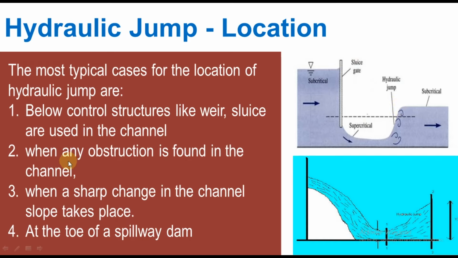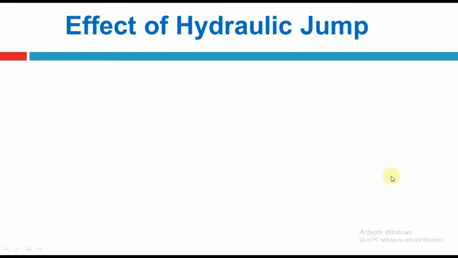When any obstruction is found in the channel, exactly what we discussed in the first slide, or when a sharp change in the channel slope takes place, say if this is my channel and it suddenly becomes horizontal, this sudden change in slope also creates a hydraulic jump at exactly that point of intersection of the two slopes. Again, at the toe of the spillway of the dam, obviously a hydraulic jump will take place.